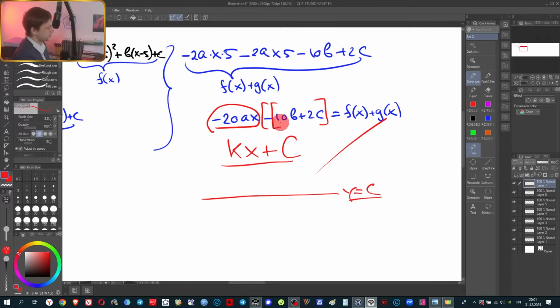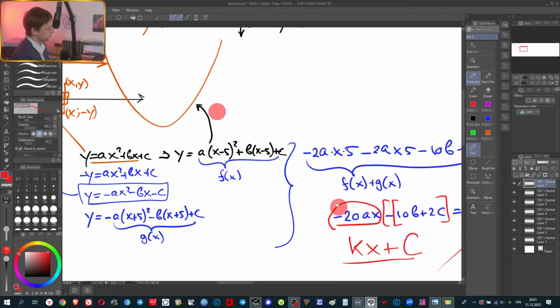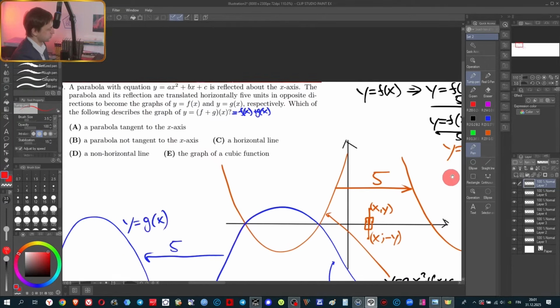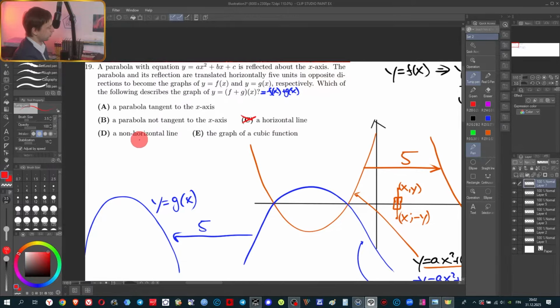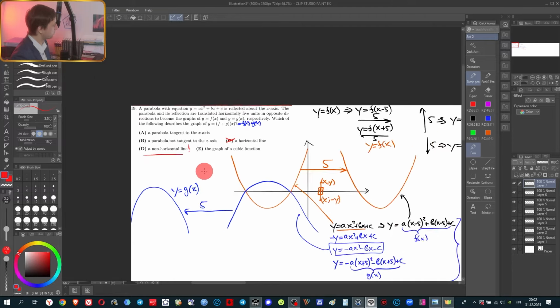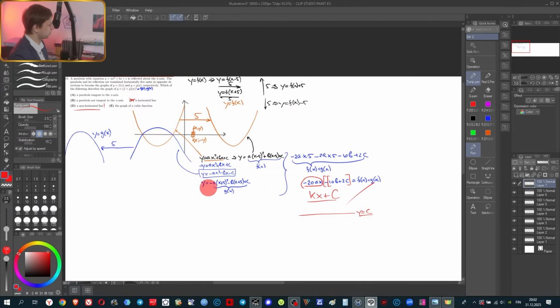If we want this one to be constant, this k should be simply equal to 0. So a should be equal to 0. But if a equals 0, then this is not a parabola at all. It is simply a line if a is equal to 0, so there is no way. A is not 0 and it is not a horizontal line. D, a non-horizontal line, yes, it is definitely the case. It works for us. And E, the graph of a cubic function, absolutely not the case. So D is our answer, and let's go to the next one.